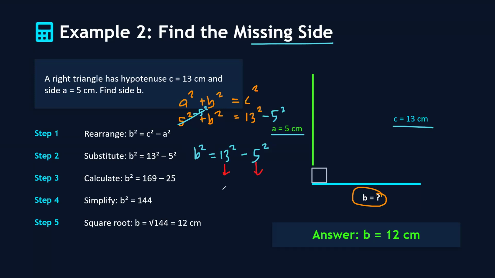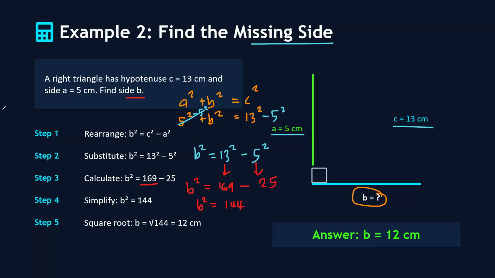13 squared equals 13 times 13, which is 169. 5 squared, we know that's 5 fives, which is 25. Subtracting the two will give you B squared. Remember, we are trying to calculate for B, but first you'll have to find the difference. So if you do 169 minus 25, you would get 144. This equals B squared.